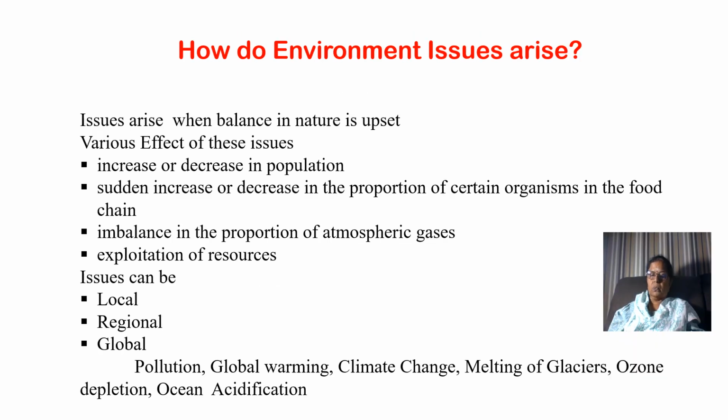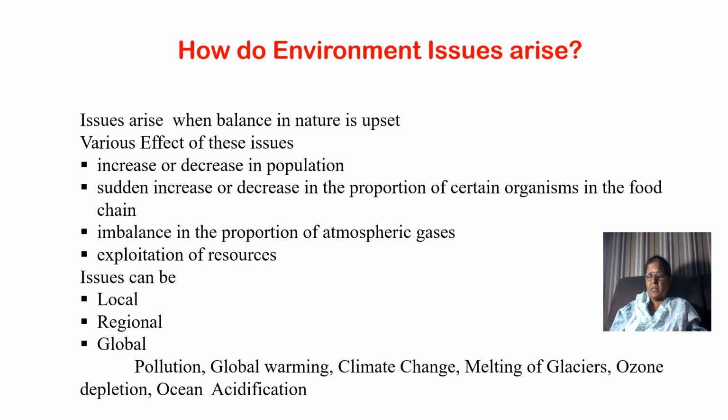So now we know what issues mean: they are problems or concerns. And now, why do they occur? How do they arise? Issues arise when the balance in nature is upset. Something happens in the balance of nature, and usually it is by human activities, what we call anthropogenic activities. It may be any activities like cutting down the trees or burning coals or burning fuels, exhausting the water resources, exploiting the natural resources. So it could be any activities of human beings that upset the balance in nature. Then the issue arises.